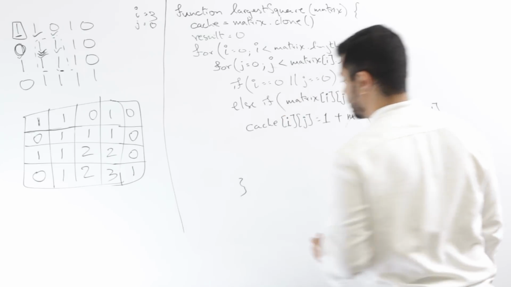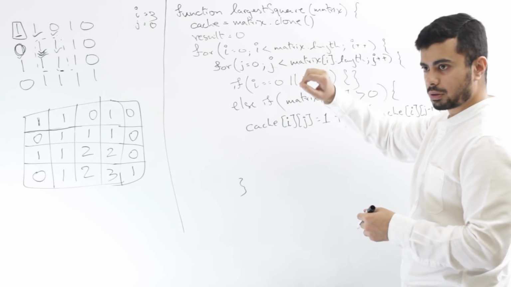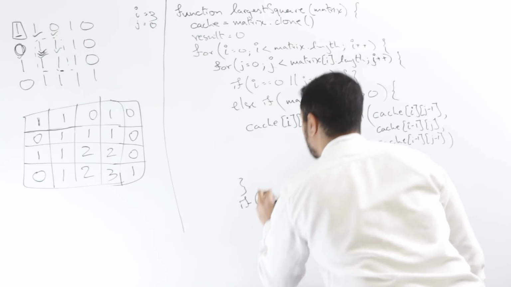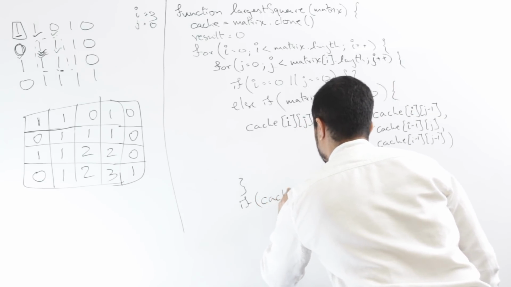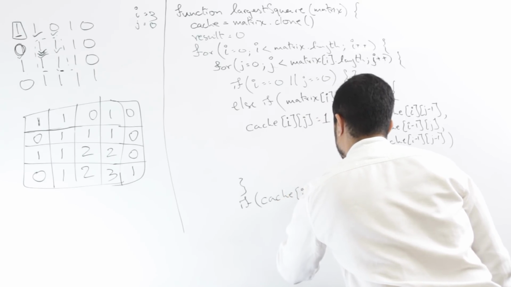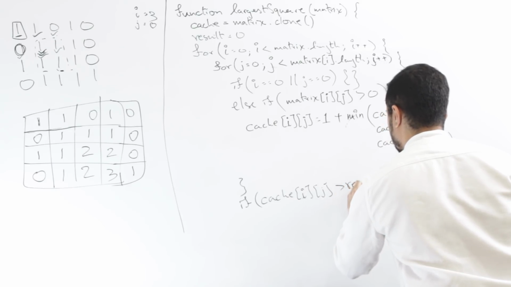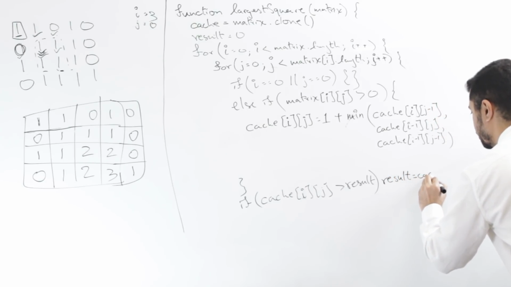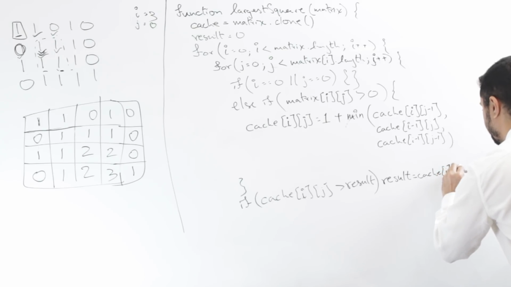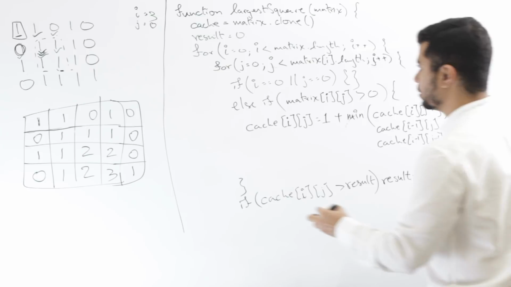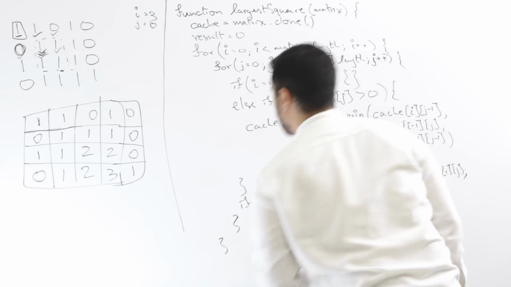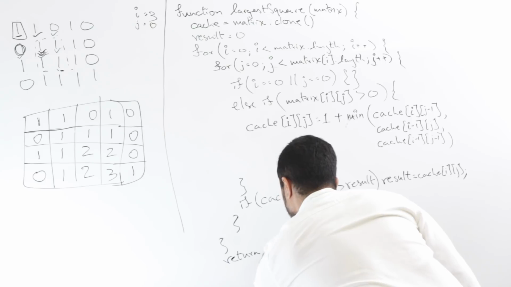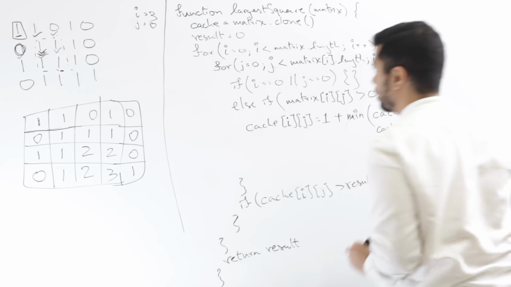Now I will close the if statement, and at the end I will modify my result. So this is still inside of the for loop. I'll say if cache I j is greater than result, then result equals cache I j. And this will close our for loops. After the for loops, I'll just return the result, and that's it.